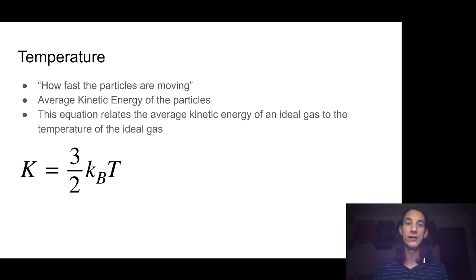And when we talked about the temperature, we said that we have this equation that helps us relate the average kinetic energy of an ideal gas to the temperature of that ideal gas. So we have this equation that says our kinetic energy is equal to 3/2 times kB, which is Boltzmann's constant. It just helps our units work out, times the temperature. So we have this cool idea that the kinetic energy is directly related to the temperature of the gas.